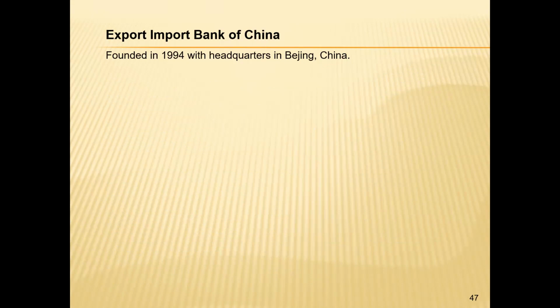This was founded in 1994, and you see that with all of these actually, they're fairly recent entities, recently formed entities. These don't go way back. None of these go way back. They're founded in the late 1900s. So the Import-Export Bank of China was founded in 1994. Its headquarters is in Beijing, China.